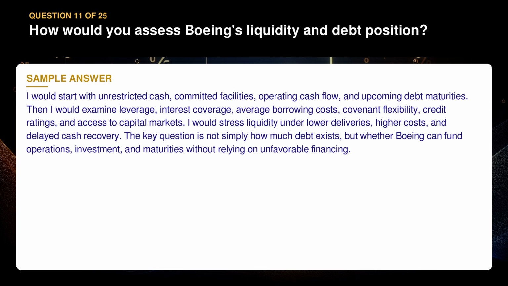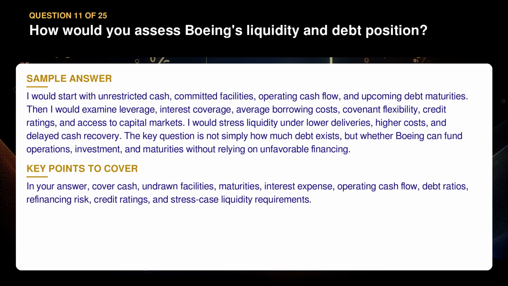The key question is not simply how much debt exists, but whether Boeing can fund operations, investment, and maturities without relying on unfavorable financing. In your answer, cover cash, undrawn facilities, maturities, interest expense, operating cash flow, debt ratios, refinancing risk, credit ratings, and stress case liquidity requirements.